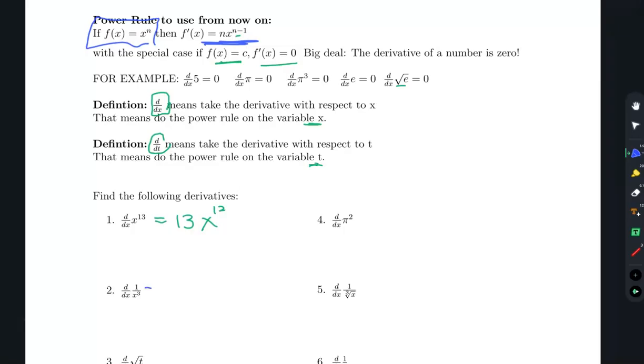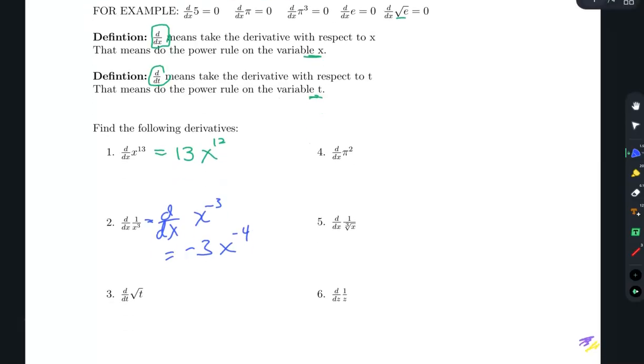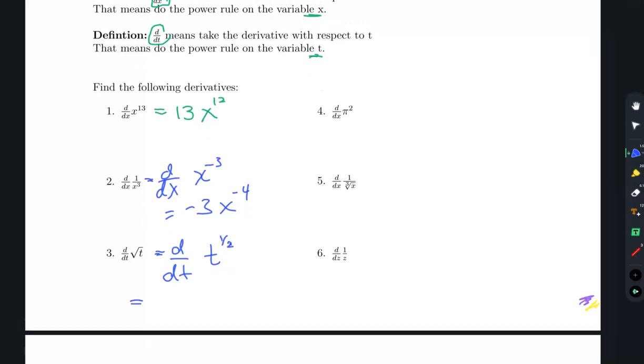Okay, this is not x to a power. So I need to say I'm going to take the derivative and then rewrite it as x to the negative 3. Now I can take the derivative. I bring the negative 3 down, and then I subtract 1 from the exponent, so that's negative 4. So that's the answer. I'm always going to encourage you to take the time to rewrite it as the exponent that it is, because that's what you have to bring down. You know root t is the same as t to the 1/2. So to take that derivative, you get 1/2, subtract 1, and I get negative 1/2.